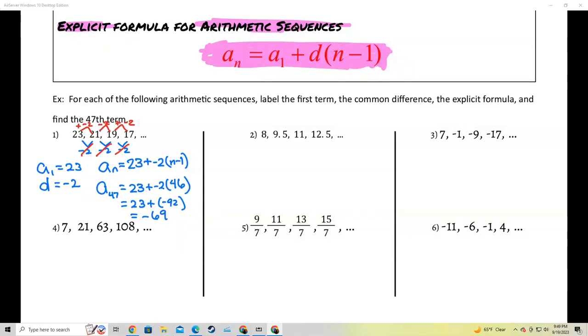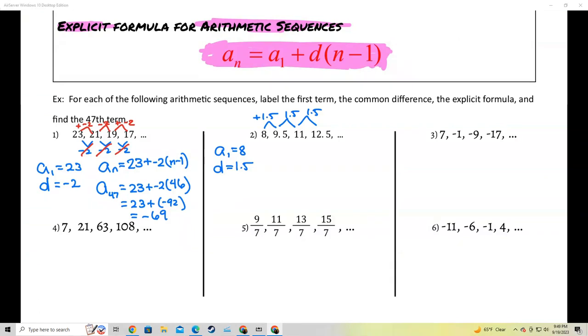So here we go. First thing, I need to figure out what's my common difference. How am I jumping from each one? Well, it looks like I'm adding 1.5, adding 1.5, adding 1.5. So first question is the easy question. What's my first term? My first term is 8. What's my common difference? My common difference in this case is 1.5.